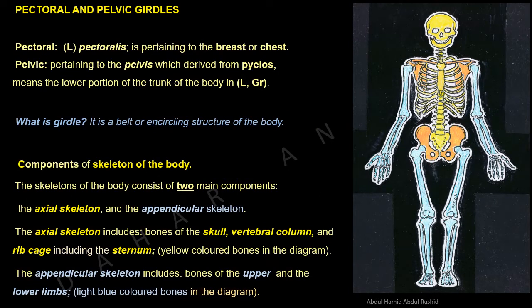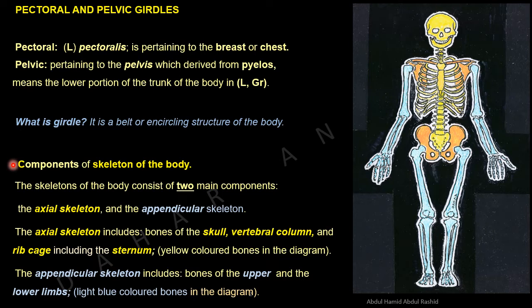Pectoral and pelvic girdles. Pectoral comes from the Latin word pectoralis, which is pertaining to the breast or chest. Pelvic, pertaining to the pelvis, which derived from pylos, means the lower portions of the trunk of the body in Latin and Greek. What is girdle? It is the belt or encircling structure of the body.